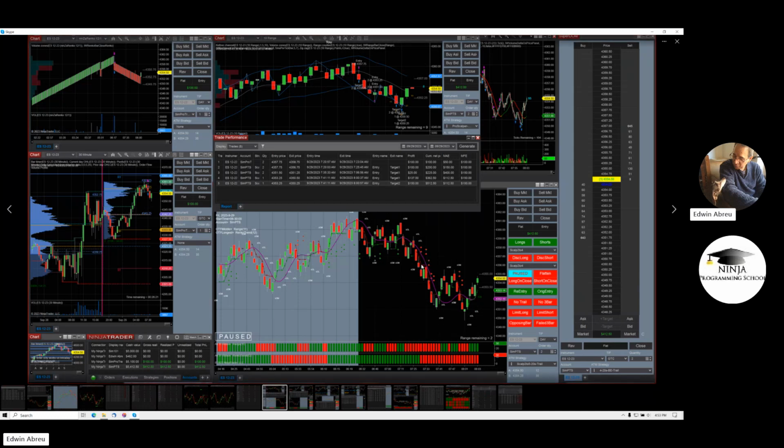You got a good place for your stop. Here's a little wick. Here's a little box. If it closes up, you got to be behind this box. And if it closes up, you got to get out. You can wait for it to go 2 more ticks, or you can just hit the flatten button.